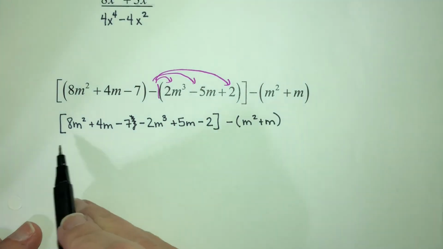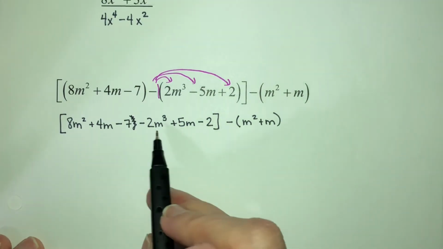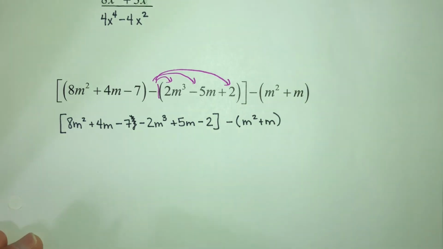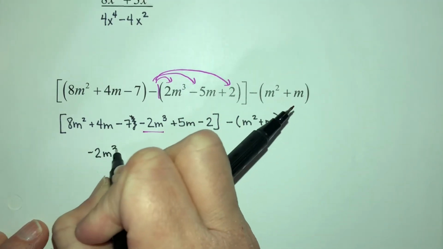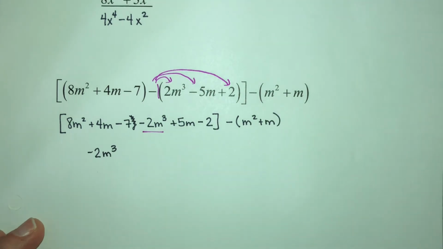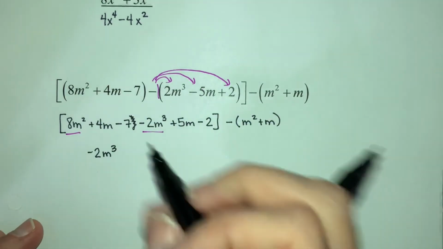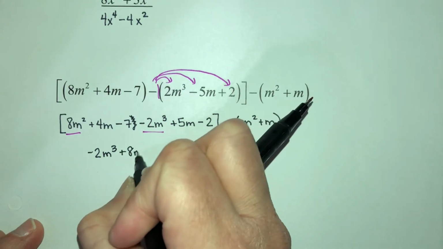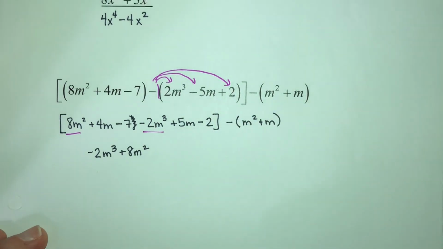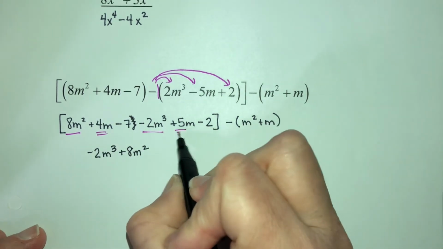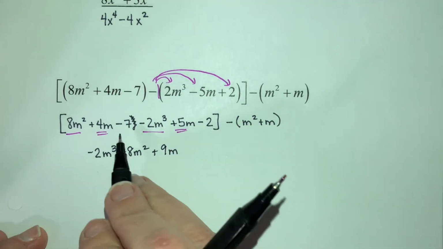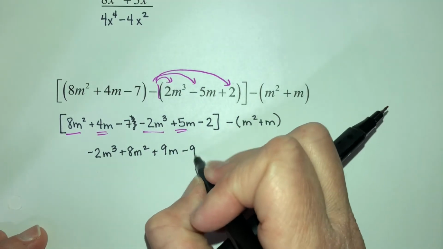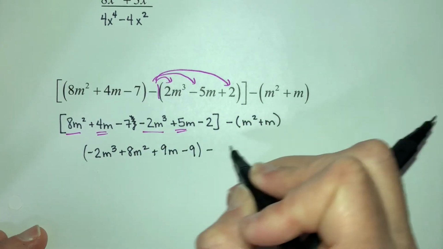Okay, so let's look inside here. My largest exponent is the 3. So I have negative 2m cubed. And then I have this square. So plus 8m squared. And then 4m plus 5m, so that's 9m. And then negative 7 minus 2, so that's minus 9. I'm going to put that in parentheses and bring down this part.